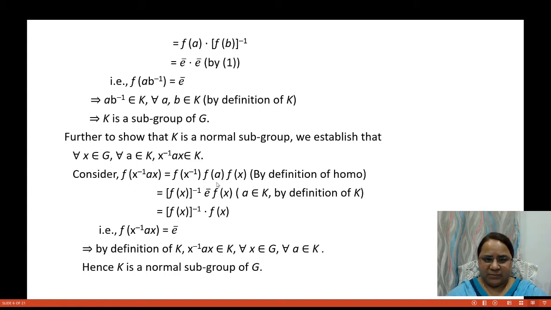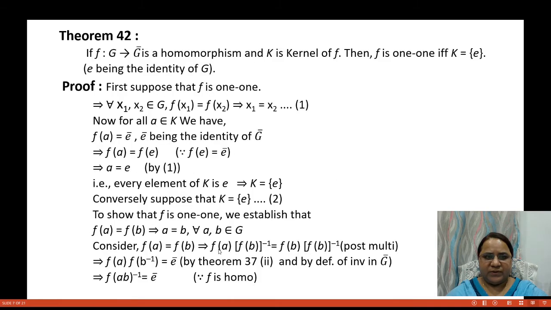F of a is nothing but e bar, keeping this f of x as it is. F of x inverse can be written as f of x whole inverse. A belongs to K by the definition of kernel. So it is f of x whole inverse dot f of a, that is f of x inverse a x must be equal to e bar. By the definition of K, x inverse a x must also belong to K for all x belongs to G, for all a belongs to K, hence K is a normal subgroup of G.